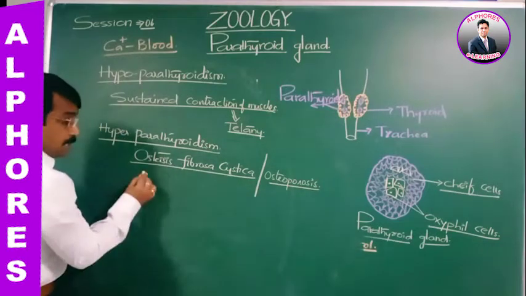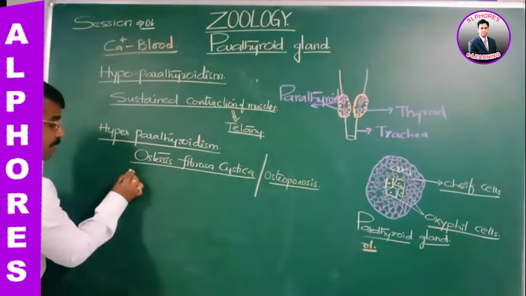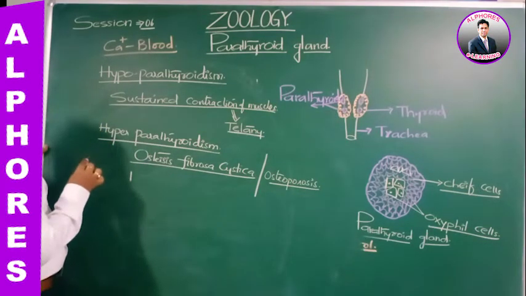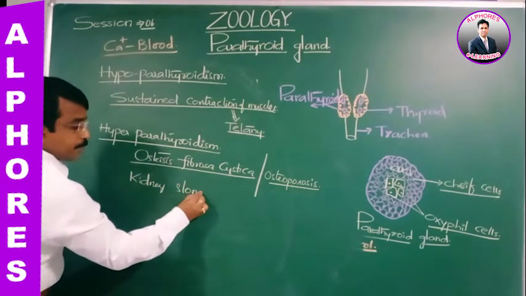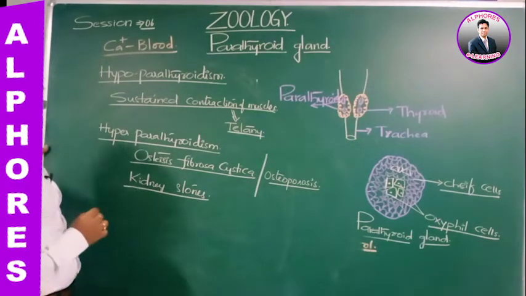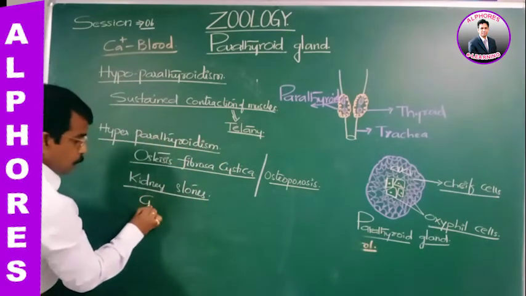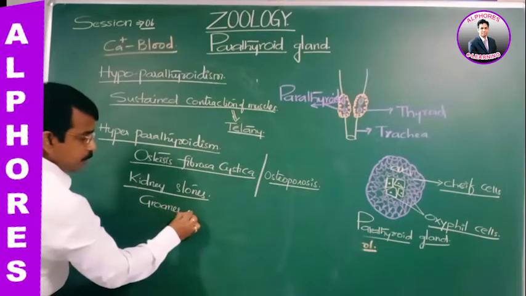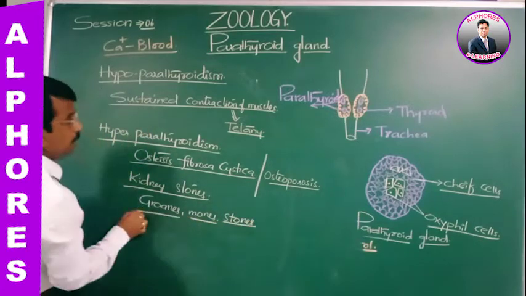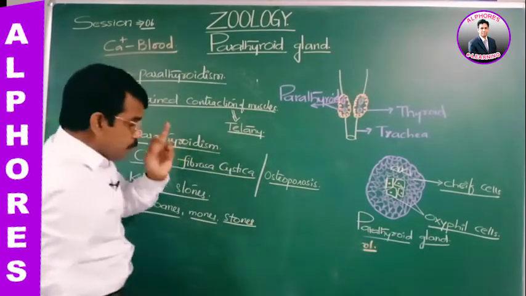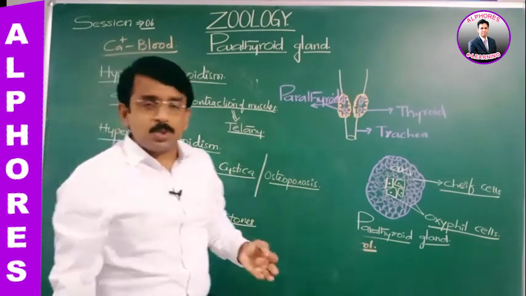Besides that, the more calcium in the blood results in accumulation of calcium in the kidneys, resulting in kidney stones. There we name a term: groans, moans and stones. Groans, moans and stones is a condition we see in hyperparathyroidism. What do you mean by that? Kidneys with more accumulation of calcium get kidney stones.